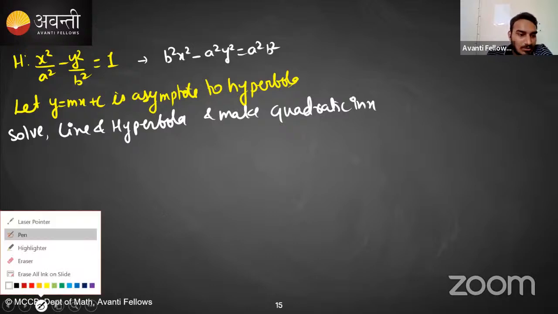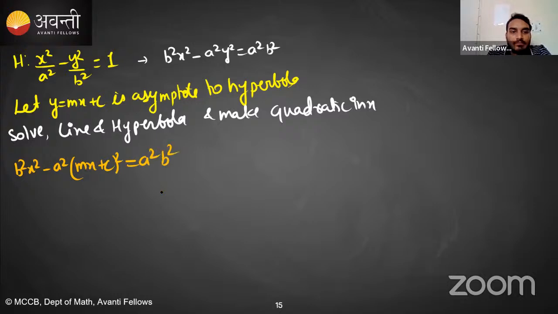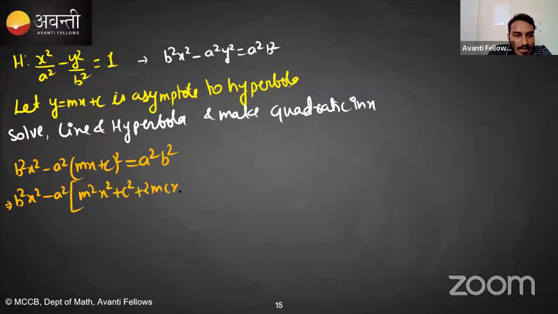Okay, so let's start solving it. b square x square minus a square y square, with y equal to mx plus c whole square, is equal to a square b square. So you are getting b square x square minus a square times (m square x square plus c square plus 2mcx) minus a square b square is equal to 0. Clear so far?